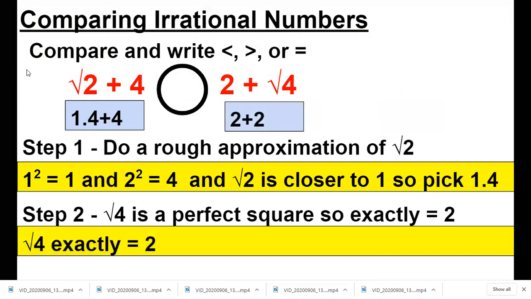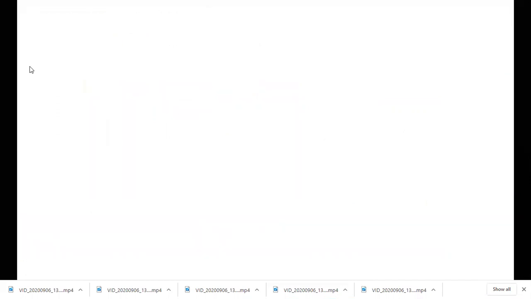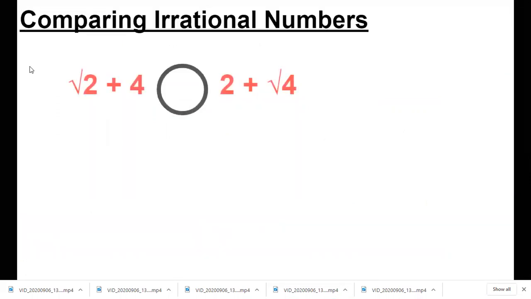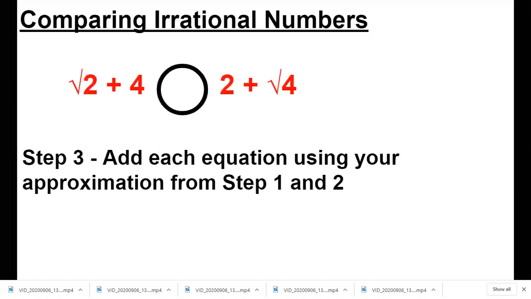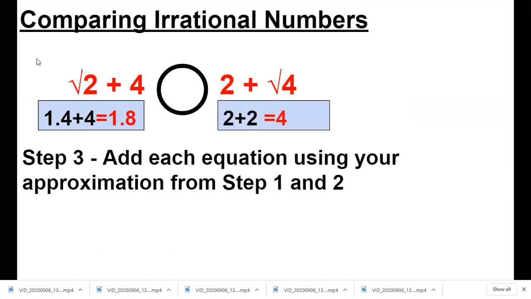So we're going to put that up here, 2 plus 2 on the top there. And then we just add them together. So step 3 is to add each equation using your approximation from step 1 and step 2. So 1.4 plus 4 is 5.4. 2 plus 2 is 4. Which one's bigger?